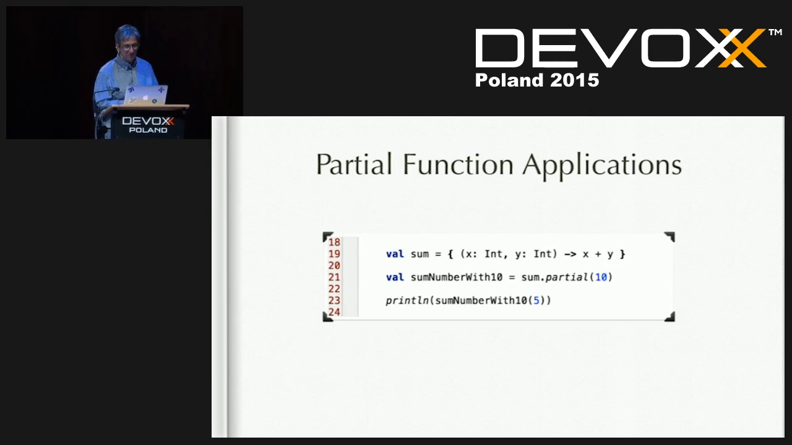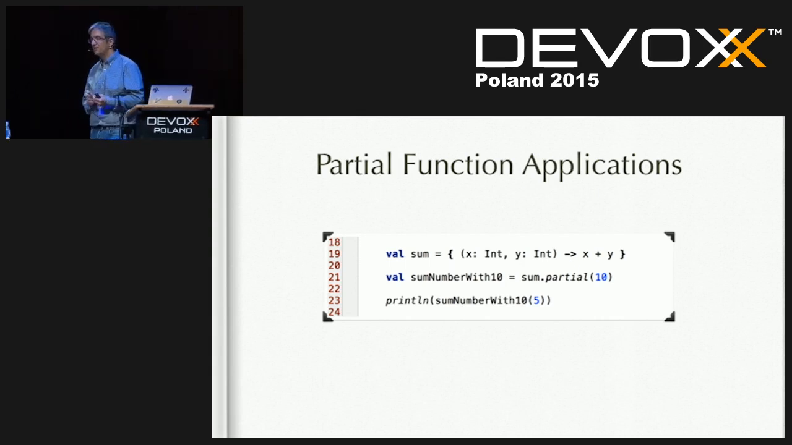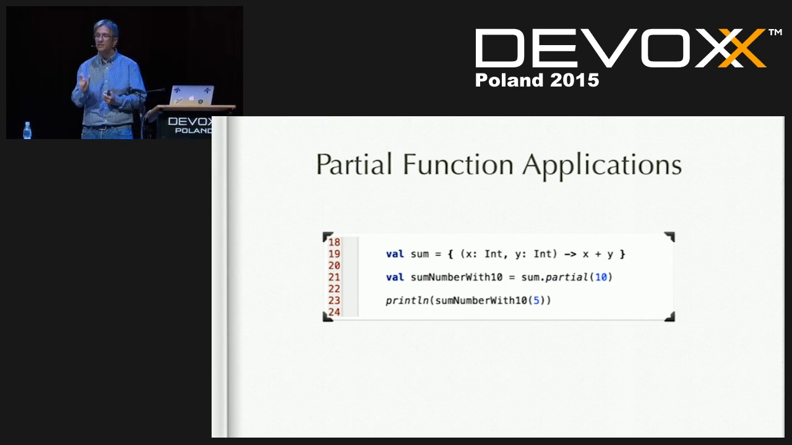Here's another example of a partial function. Here I have a sum with 2 parameters, and then I say sum number with 10, and that's going to give me sum partial 10. So now anytime I call that, it's going to take its first parameter, 10. So here if I call sum number with 10 on 5, it should give me back 15, because the first parameter is prefixed. But again, it's not invoking a function to get a result. It's invoking a function to get a function onto which you can then invoke, which is the main difference.